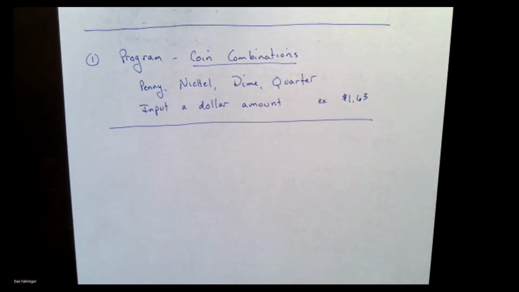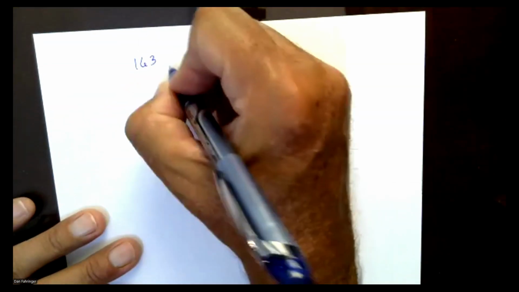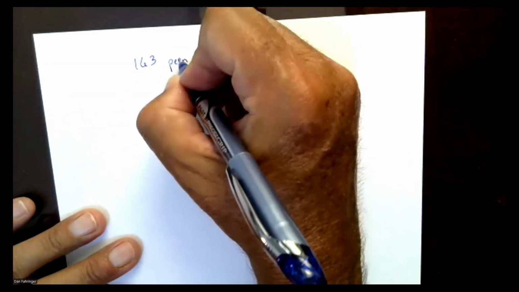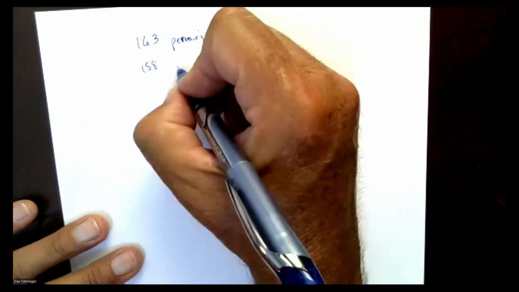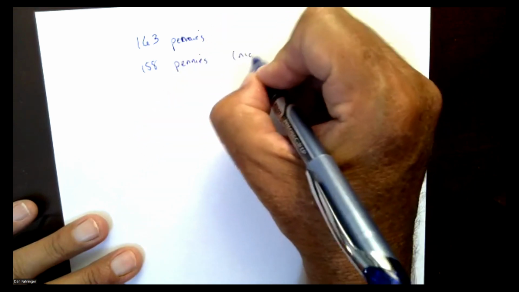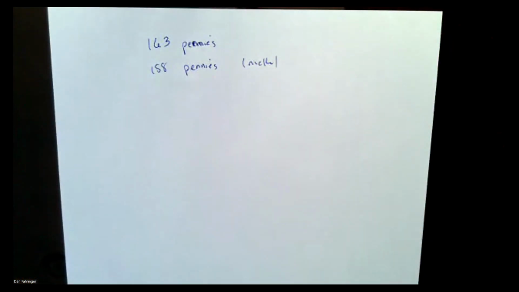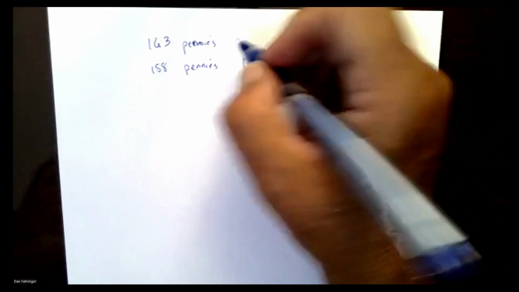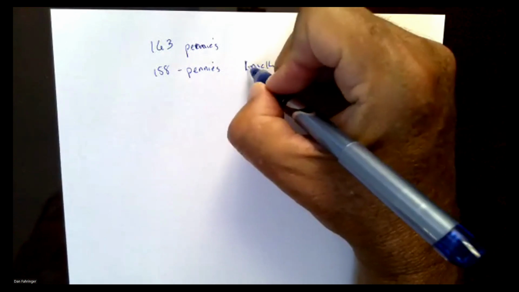Now, this is one of those where I would tell you to get paper and pencil because this part's the hard part. I could have 163 pennies. That's one way. I could have 158 pennies and 1 nickel. I know how to solve this. It's 1 nickel, 158 pennies. That's another one. Goodness gracious, I'm excited. I like this program.